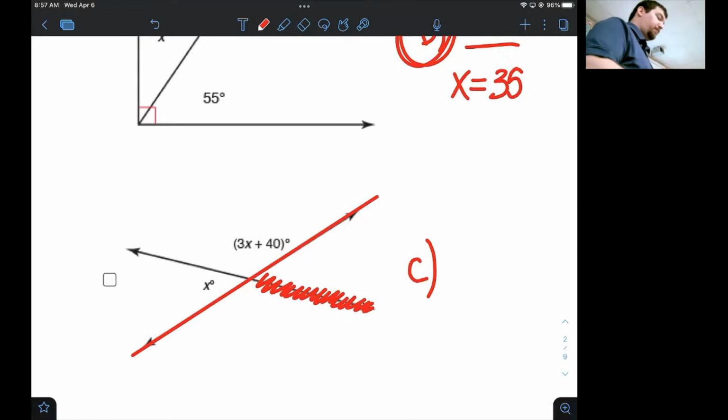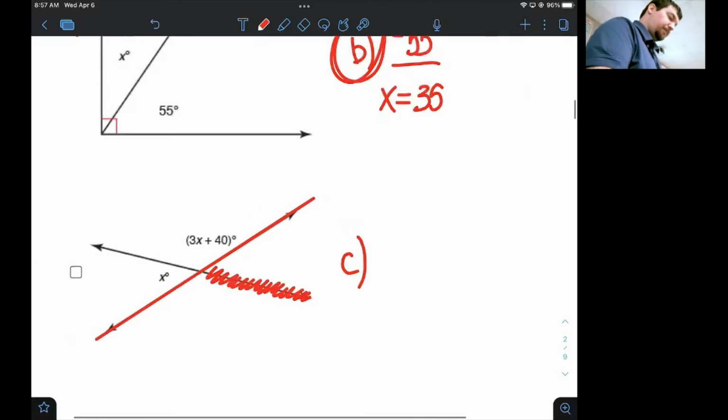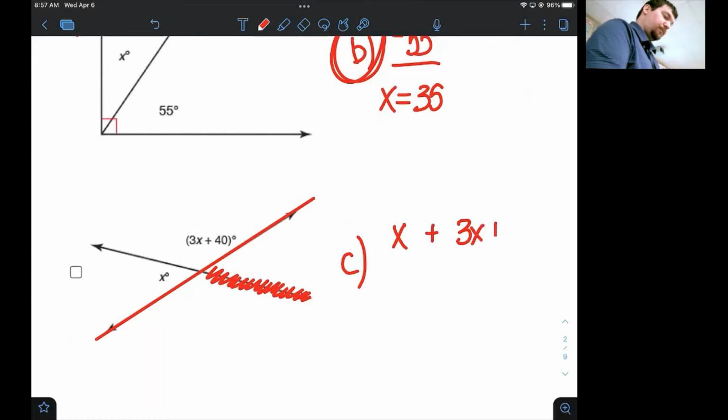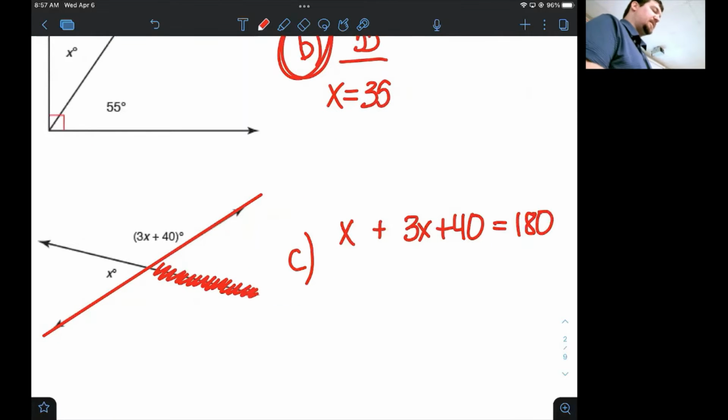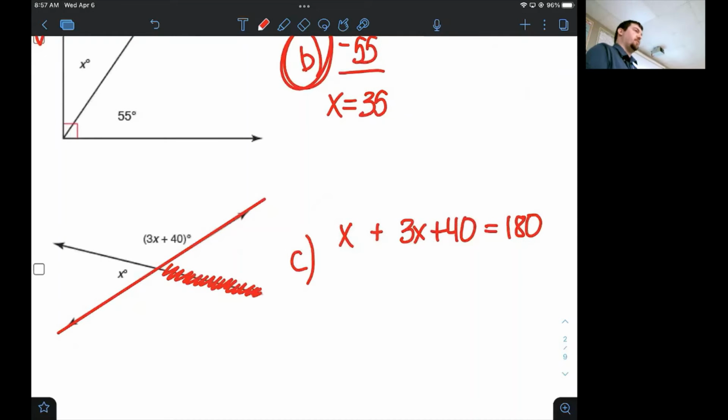Okay, so instead of just subtracting from 180, I'm going to have to write an equation. My equation is going to say this: X plus the 3X plus 40 angle. Remember, you don't need to use parentheses like they did. Those 2 angles are going to add up to equal 180 degrees because they are sitting on a straight line and they are supplementary to each other. Then I can start solving.